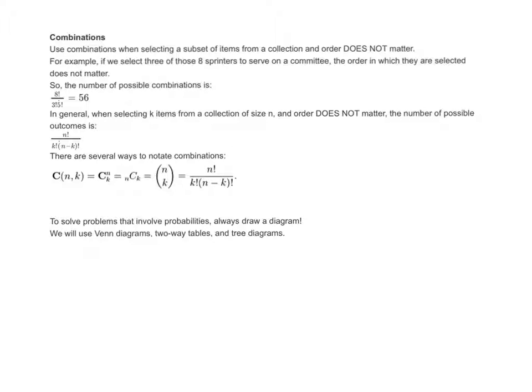So the final piece of advice I have for you on solving probability questions is to always draw a diagram. Diagrams are incredibly helpful at sort of making sense of the different scenarios that are at play in a problem. And in our unit, we'll be using Venn diagrams, like those circles that you saw before. We'll also be using two-way tables, and finally we'll be using tree diagrams. And we'll practice those in class together.